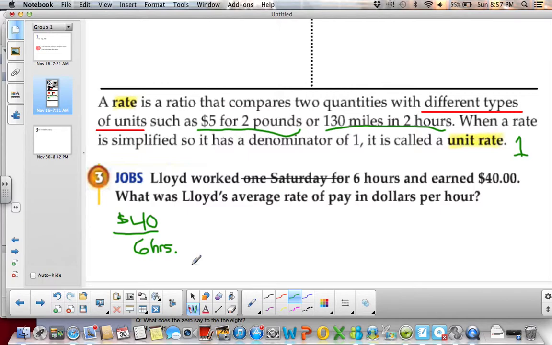So if I know that he makes $40 in 6 hours, I want to figure out how much does he make per hour. So that would be my unit rate. My unit rate would be how much he's making per hour. So the way that we would do this is that we want to get it so our denominator is 1. So this would be 1 hour. So I know 6 divided by 6 equals 1. So I would do $40 divided by 6. And if I do $40 divided by 6, I get approximately $6.67.